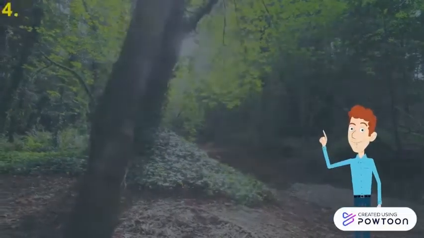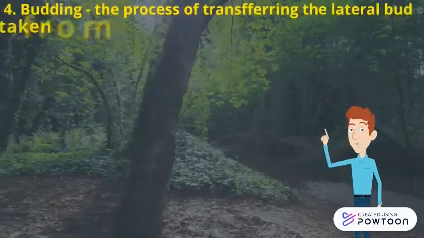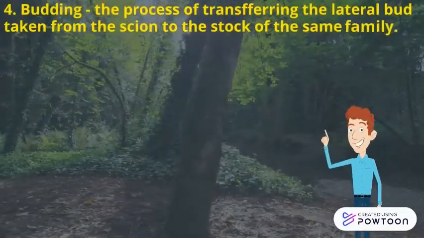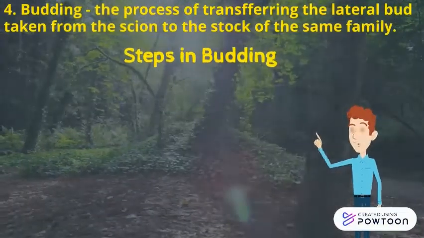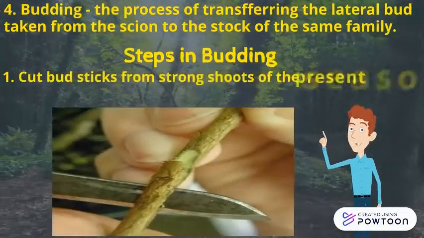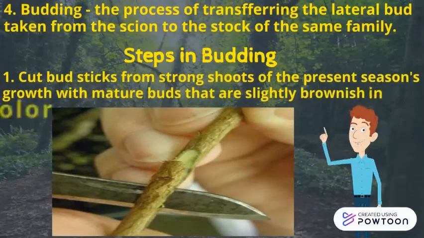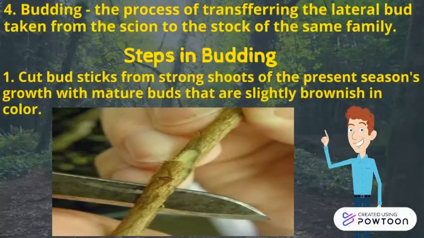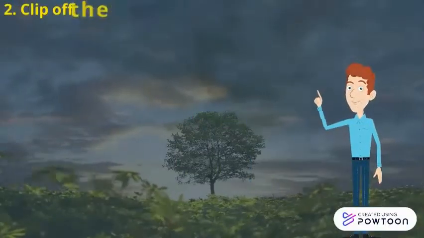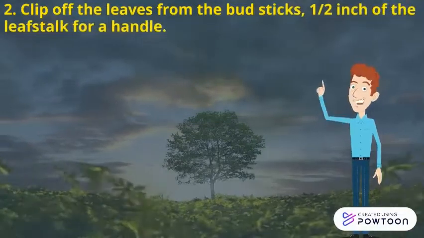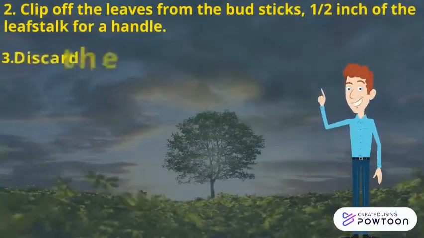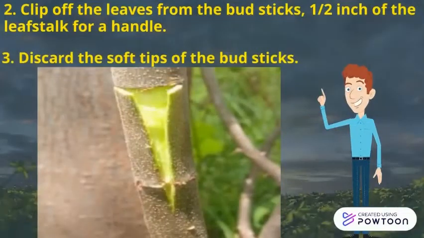Number 4, budding. The process of transferring the lateral bud taken from the scion to the stock of the same family. Steps in budding. Number 1. Cut bud sticks from the strong shoots of the present season's growth with mature buds that are slightly brownish in color. Number 2. Clip off the leaves from the bud sticks, leaving 1/2 inch of the leaf stalk for a handle. Number 3. Discard the soft tips of the bud sticks.